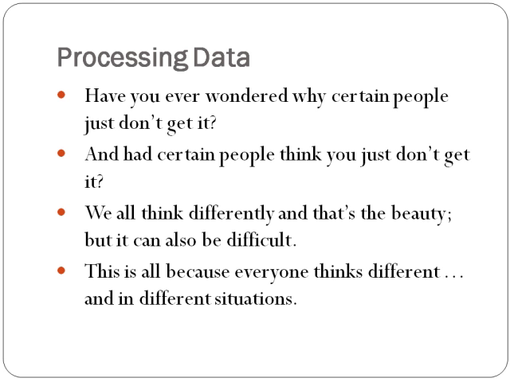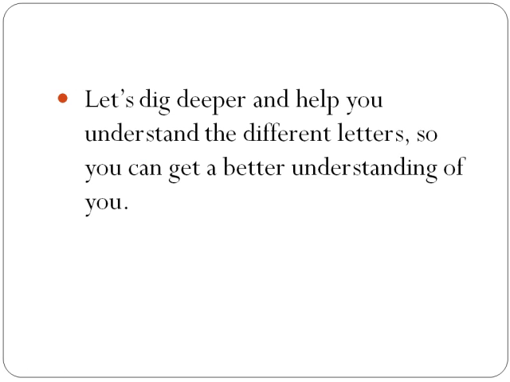We're going to figure out how you process data: how you take the information in, how you process it, how you come to that decision, how you make that decision, and how you implement that decision. If you understand all of these different parts and how they come together, then you're going to be able to make more realistic goals and decisions, and implement those decisions at a faster and more efficient rate. So let's dig deeper and help you understand the different letters that you received in the previous video so that you can understand yourself better.